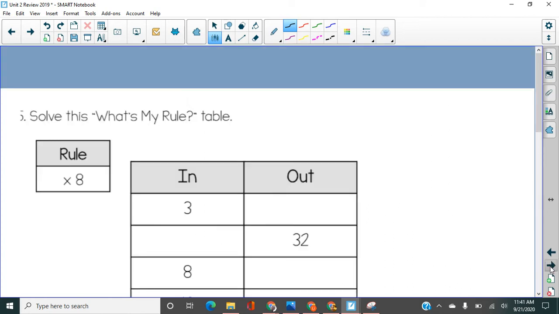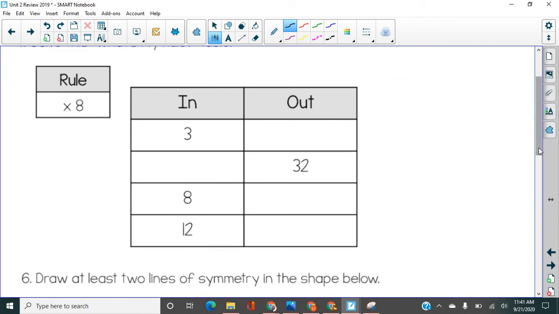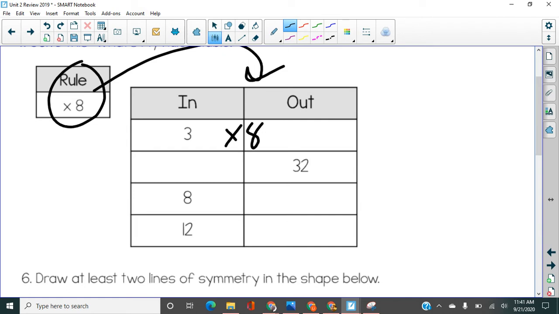All right. Now, what's my rule? Let's see if we can figure this out. Oh, this isn't bad. Remember, the rule kind of goes in the middle here. And I like to actually write it there. I think it's easier to see.